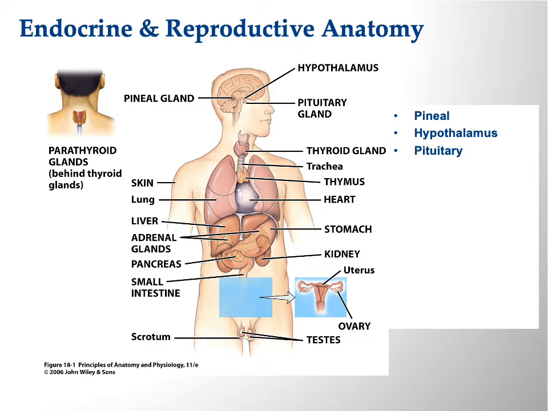And then below the hypothalamus is the pituitary. Pituitary, it hangs down like an apple off of a tree, and the tree would be the hypothalamus. The thyroid gland up in your neck by the thyroid cartilage, which we already learned about.